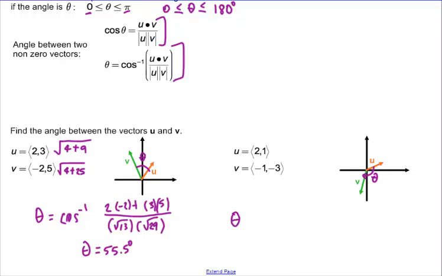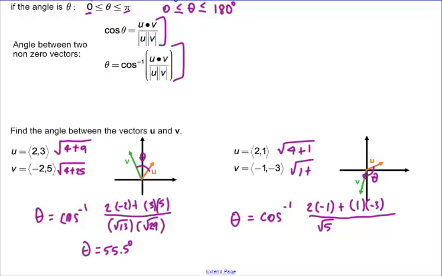Well, I've got theta is equal to the arc cosine of the dot product, which is 2 times negative 1 plus 1 times negative 3, divided by the magnitude of these guys. So this is going to be 4 plus 1, which is the square root of 5. This is going to be 1 plus 9, which is the square root of 10.